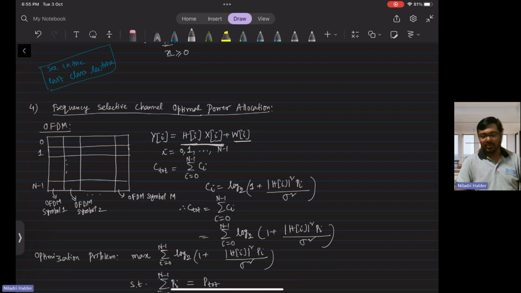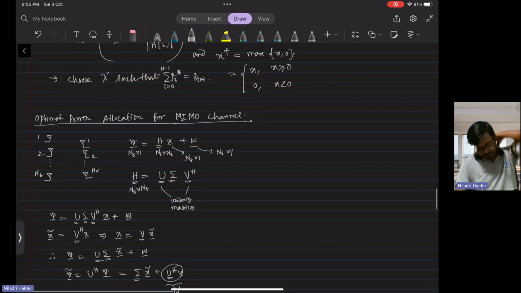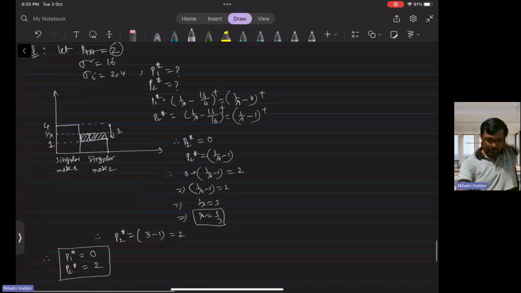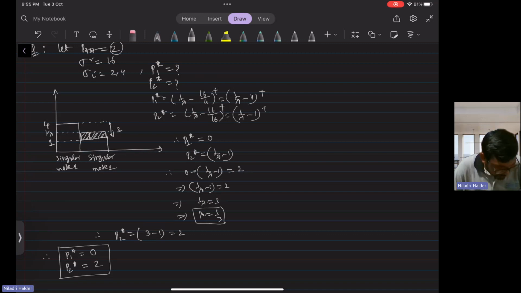What is the optimal power allocation for OFDM, orthogonal frequency division multiplexing, and what will be the optimal power allocation for the MIMO channel? Those things I have solved here, and I have taken one example of MIMO channel capacity. So we can check that in the assignment, similar questions can come. Okay, and the process is the same.